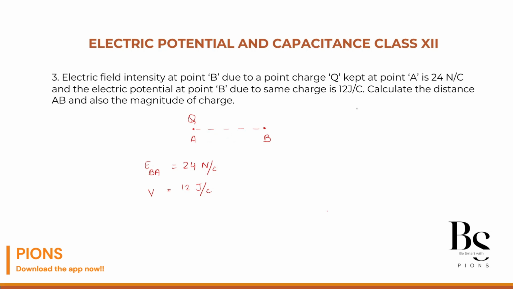So let me remind you of the two relations. In the first chapter we learned electric field is nothing but 1 by 4 pi epsilon naught, charge Q upon R square.